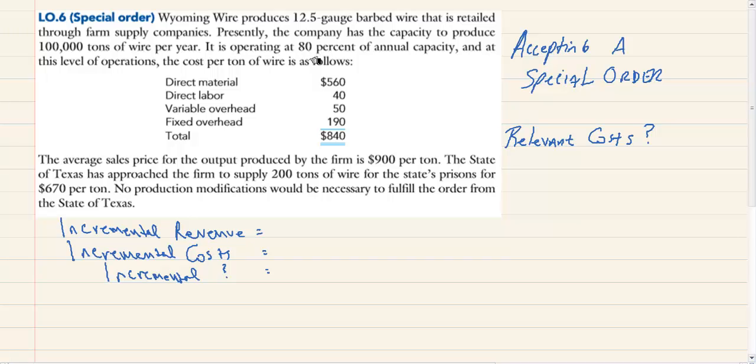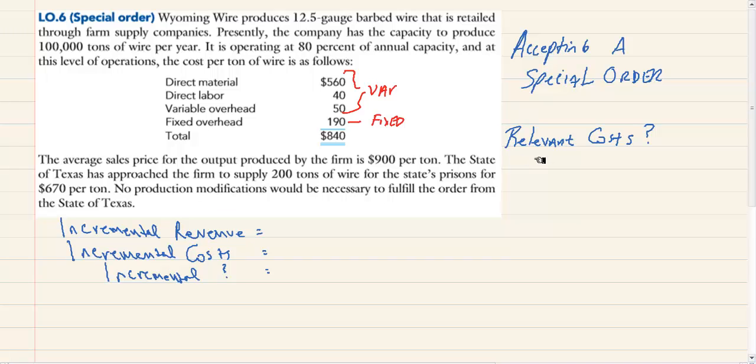If we were operating at 100% capacity, we'd probably have to incur extra cost if we were going to take on another order. So at that level of operation, the cost per ton of wire is right there, and we've got direct material, direct labor, and fixed overhead. We would consider every one of those costs to be variable, except we're given one number for fixed overhead, which we consider to be fixed. The average sales price is $900 per ton. The State of Texas has approached us to supply 200 tons of wire for $670 per ton, so it's a bit of a discount from what we normally sell it for. It says no production modifications would be necessary to fulfill the order from the State of Texas.